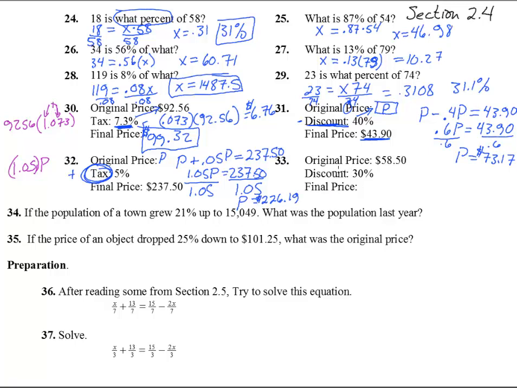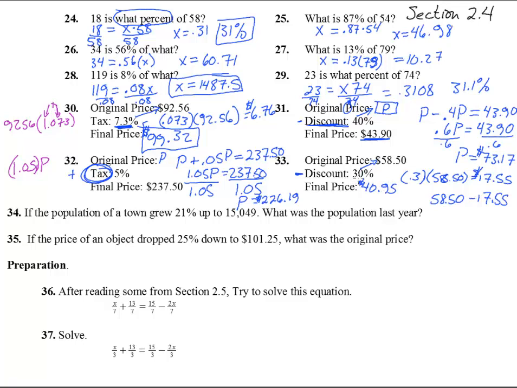Number 33, the original price was $58.50. The discount is 30%. Now notice we're going to times this right up here, and we're subtracting. We don't need a variable. We can take 0.3 times 58.50, and we get 17.55. So here is the actual amount of the discount. So we subtract that from 58.50. Take 58.50 minus that 17.55. And we get 40.95.